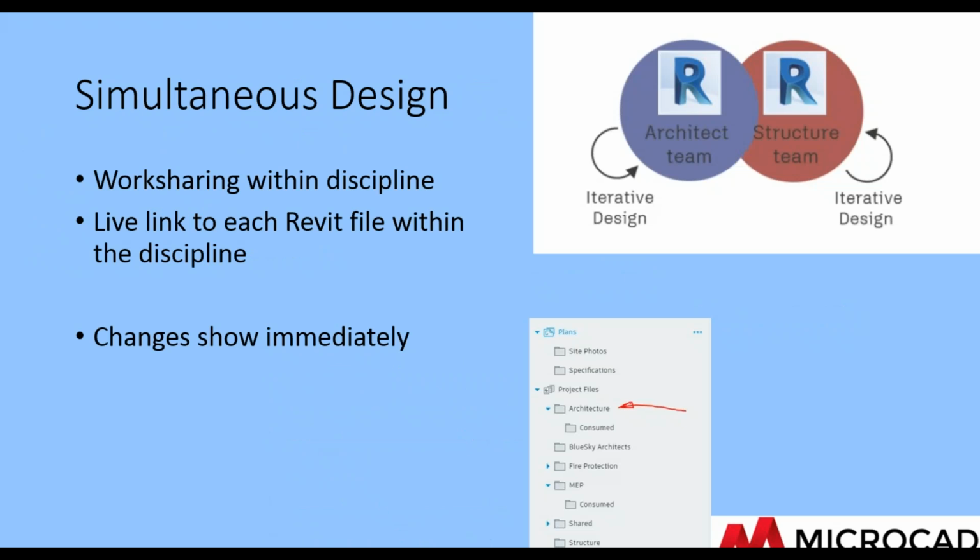Simultaneous design is the fastest approach. Each discipline uses work sharing within their team, but here each discipline links to the live central models of other teams. If you were the MEP engineer, for example, you would link to the central architectural model in the project files/architecture folder. As each member of the architecture team syncs to central, the MEP team would be notified and would be able to use those changes immediately.